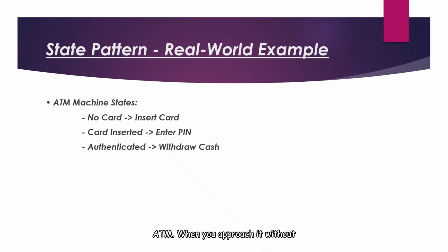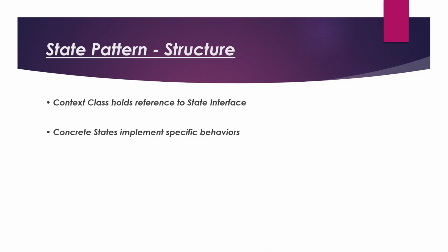Imagine using an ATM. When you approach it without inserting your card, it prompts you to insert one. Once you insert your card, it transitions to a card inserted state and asks for your PIN. After entering the correct PIN, it transitions again and allows you to perform operations like cash withdrawal. Each state, no card, card inserted, authenticated, controls the available operations. That's the magic of the state pattern. Behavior changes based on the object's state.